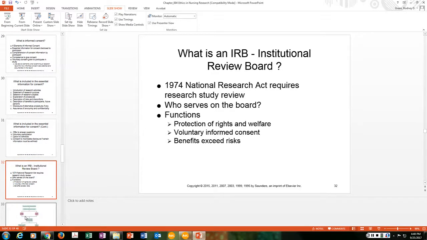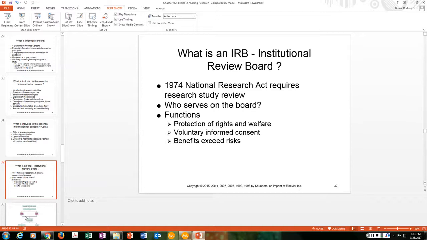What is an IRB, Institutional Review Board? In 1974, the National Research Act required a research study review of all nationally funded research. Who serves on the board? They have 5 members with different backgrounds. They like to have a variety of cultural, economic, educational, gender, and racial backgrounds in order to be fair.